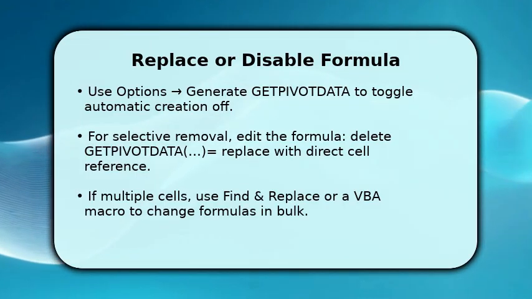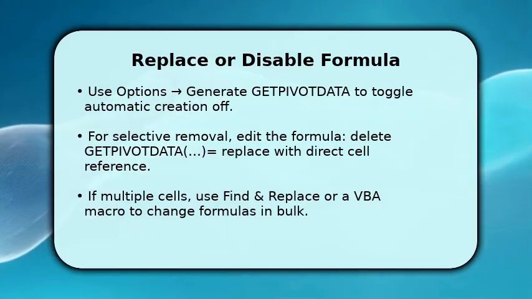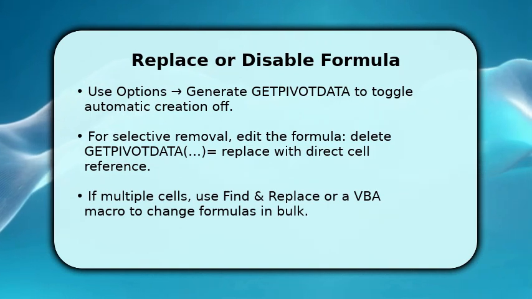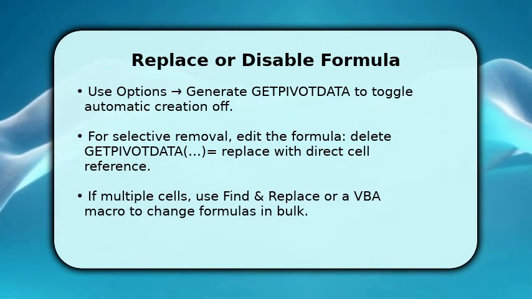If many cells use it, use Find and Replace for the GETPIVOTDATA text, or run a short macro to convert formulas to values or to alternate formulas, making sure to test on a copy first. Finish by deciding whether to leave direct references or convert results to values.